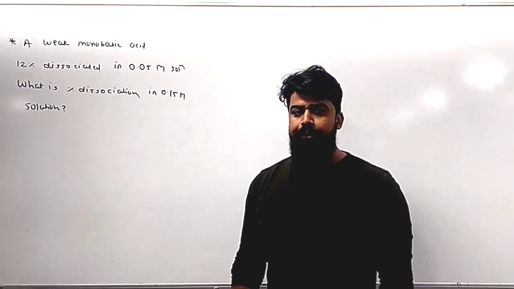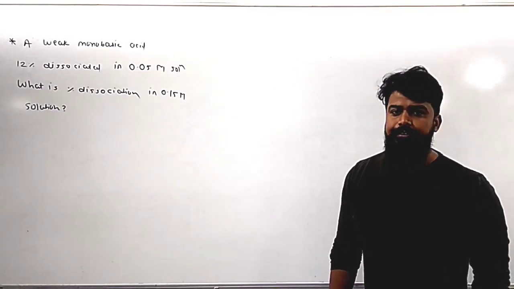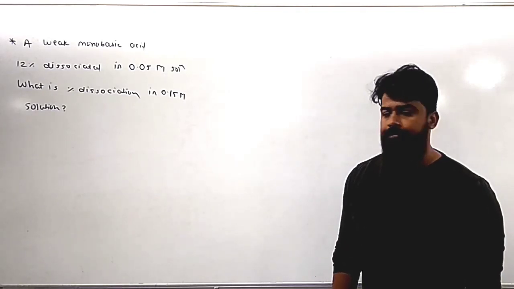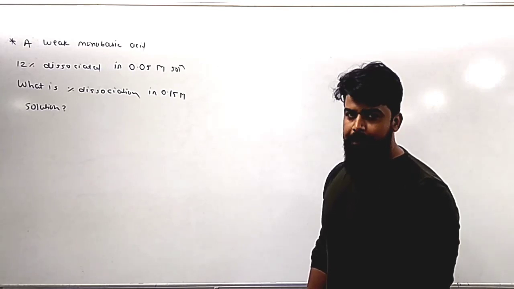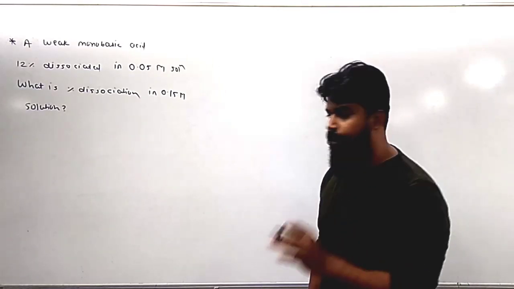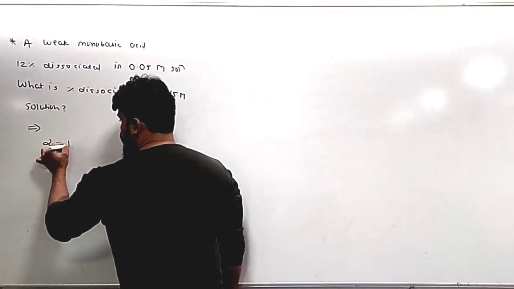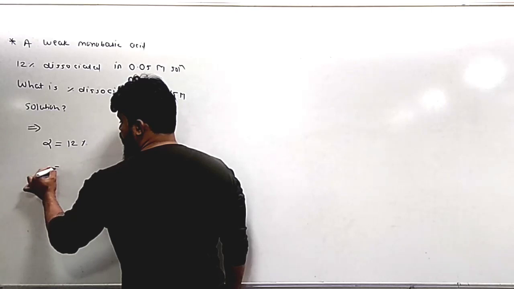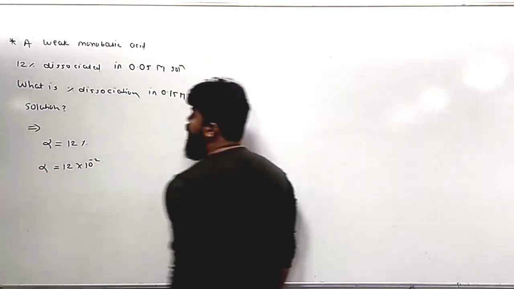For the next numerical based on the same concept of Ostwald dilution law, here we are going to compare the two different conditions of degree of dissociation and concentration. So let's see the numerical. A weak monobasic acid is 12% dissociated. The percent dissociation is nothing but the degree of dissociation. It is symbolized by alpha. So here the given data is alpha is equal to 12%, that is 12 into 10 to the minus 2.